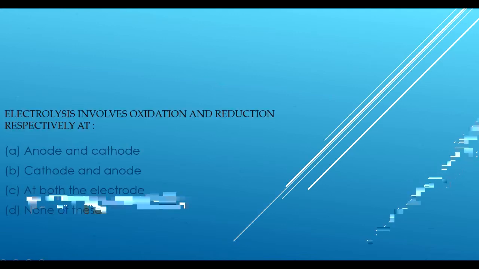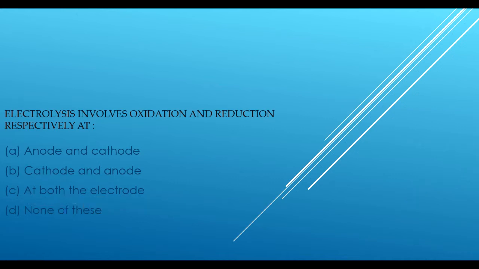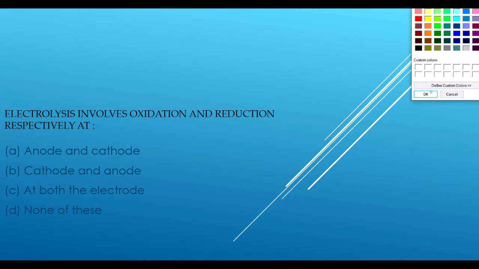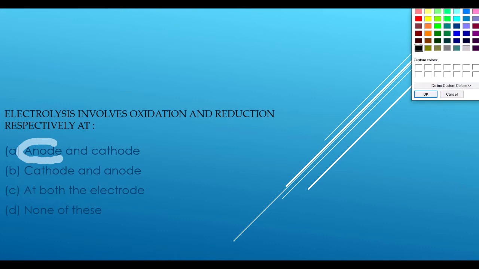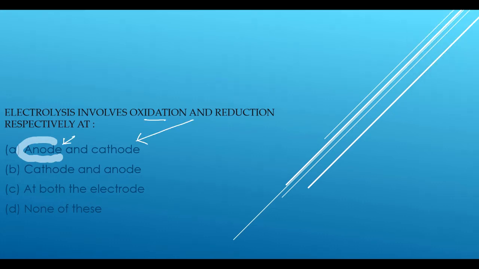So let's see what we have in our first question. In our first question, we have electrolysis involving oxidation and reduction respectively. This is a very class 10 level question. What are the reactions involved at the anode or cathode? We know at the anode we do oxidation and at the cathode we do reduction. So here the answer will be oxidation at the anode and reduction at the cathode.